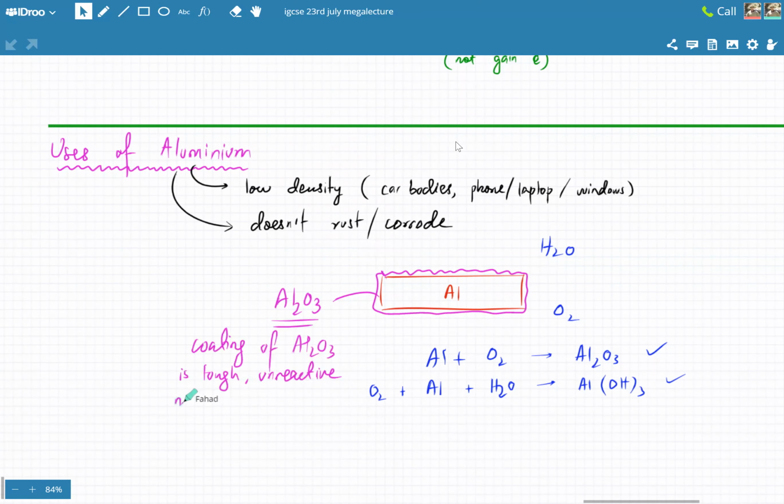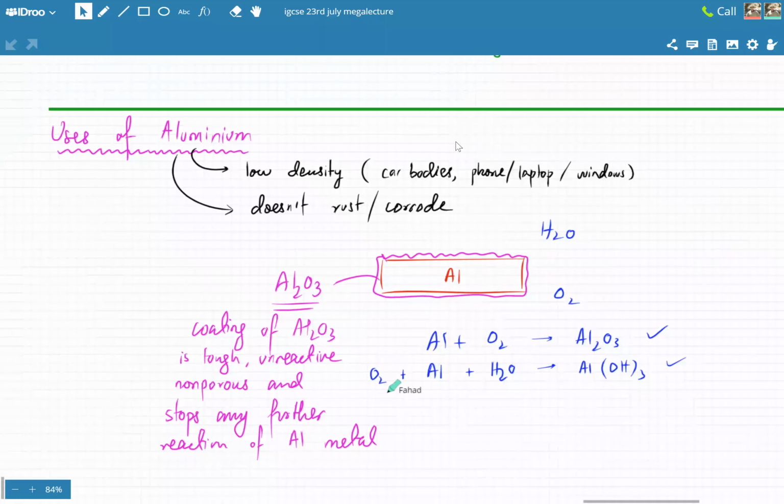and it's non-porous. Non-porous का मतलब है nothing can actually get to this piece of aluminium that's inside, but it gets completely surrounded by this coating. So the coating of Al2O3 is tough, it's unreactive, it's non-porous, and stops any further reaction. So naturally, it stops any further reaction of aluminium metal. तो all the reactions they immediately stop क्योंकि कोई चीज एल्यूमिनियम तक पहुंच नहीं सकती.